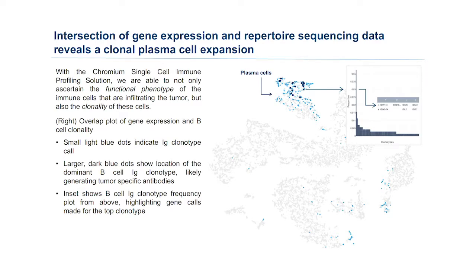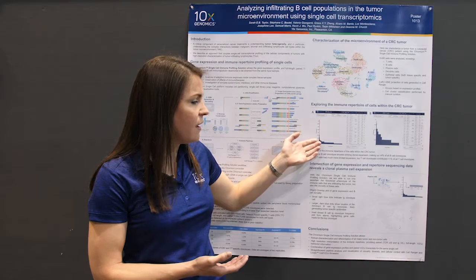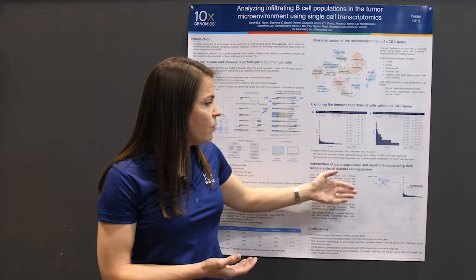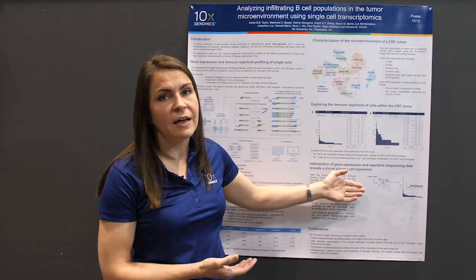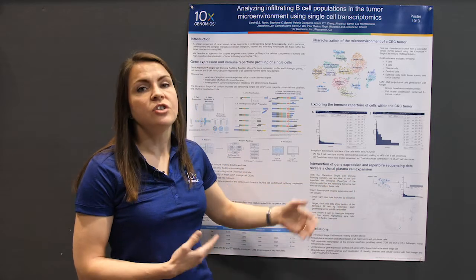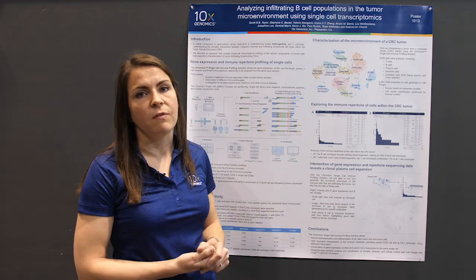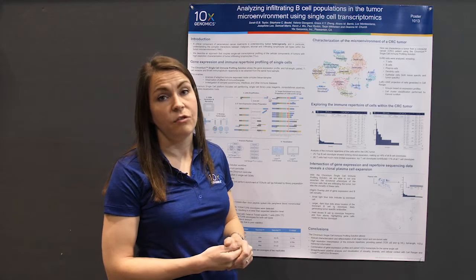we can really get at this functional phenotype. This plot is showing the t-SNE plot from above. We took off the color and then overlaid the clonotypes. The small blue dots represent any of the B-cell clonotypes that we identify at all, and the dark blue dots represent the top clonotype that we see in this figure here. What we see is that this top clonotype localizes to the plasma cell cluster, suggesting that there's some tumor-specific response being elicited within this tumor.